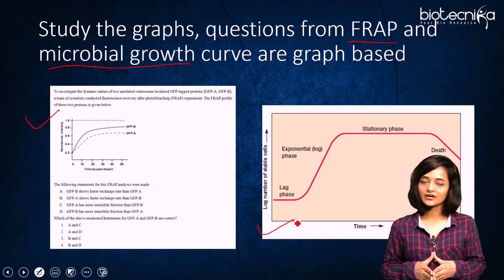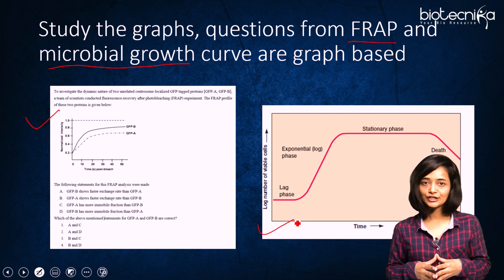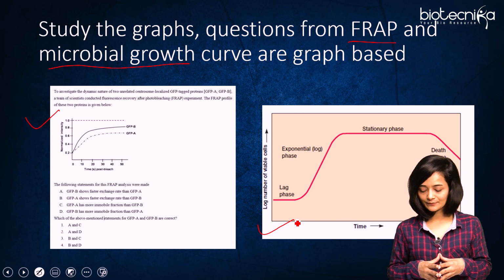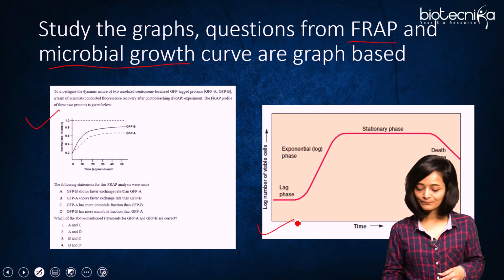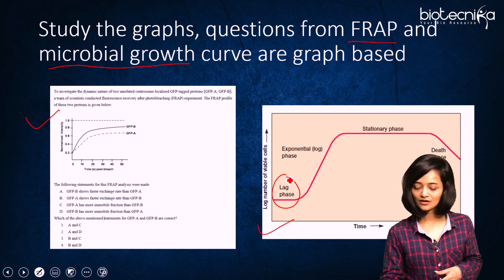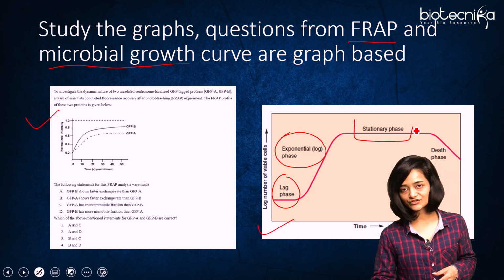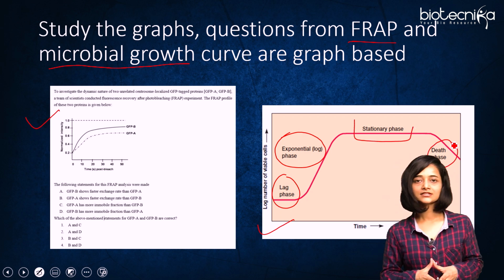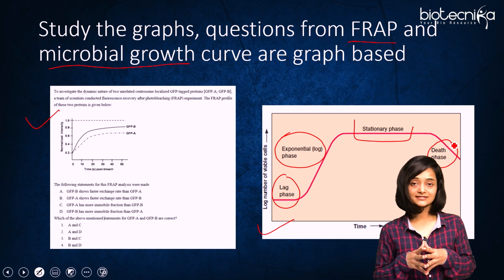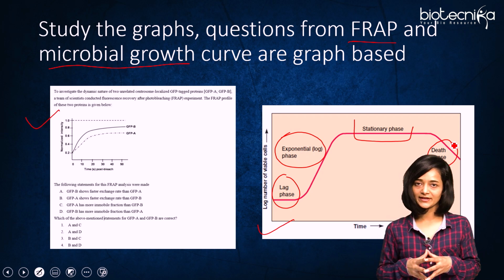It is very important that you memorize this curve. This is a hyperbolic curve. You need to know which kind of events take place in which phase, such as what is majorly going on in the lag phase, what is going on in the exponential or log phase, what is going on in the stationary phase and the death phase. All these concepts you need to study, and in the form of graphs, these kinds of topics would be very helpful.